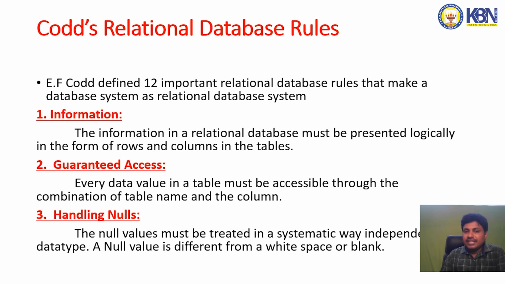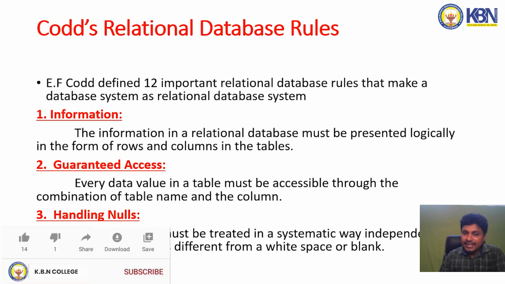The information in a relational database must be presented logically in the form of rows and columns of tables. Nowadays we also follow this, because we have to represent any type of data in the form of tables. A table is nothing but rows and columns. The second rule is guaranteed access. Every data value in a table must be accessible through the combination of the table name and the column.